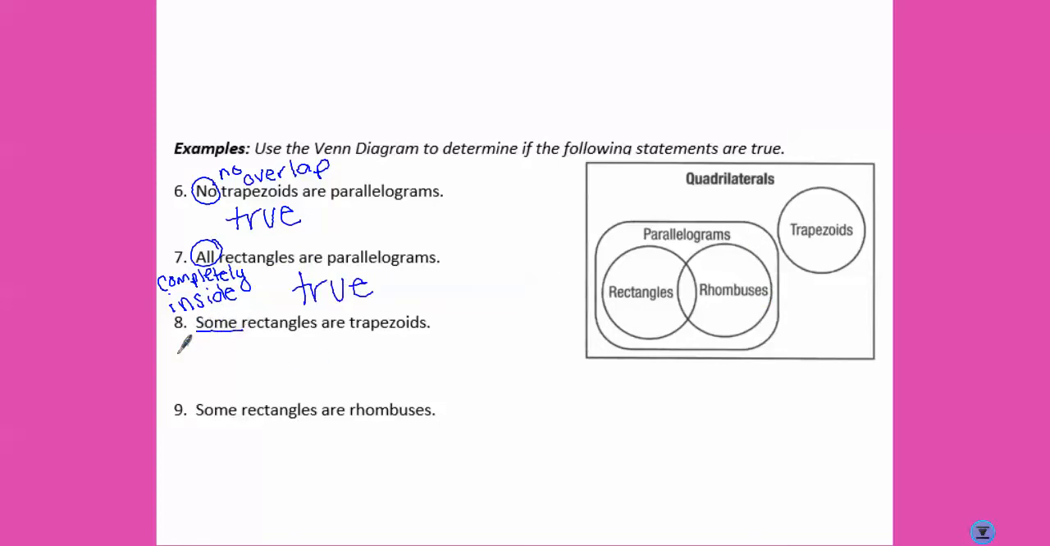If it says some, we just want overlap, not completely inside. So some, we're looking for the overlap. So some rectangles are trapezoids. That would mean that the rectangle circle and the trapezoid circle overlap, which they don't. So this is false. Some rectangles are rhombuses. Do the rectangles and rhombuses overlap? Yes, they do, right here in the middle. So this would be true.